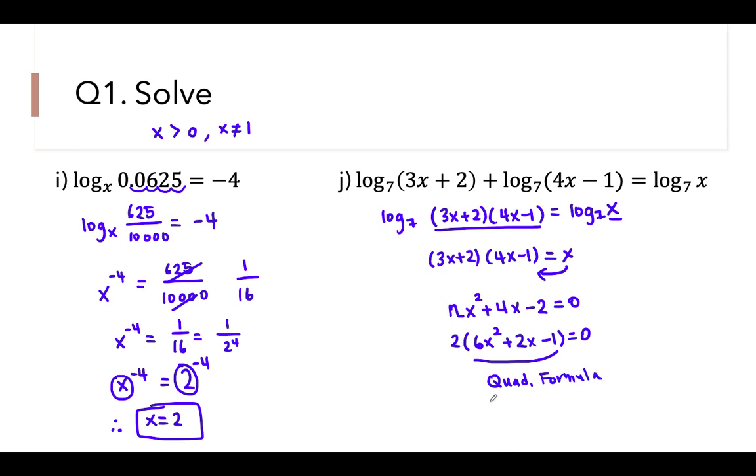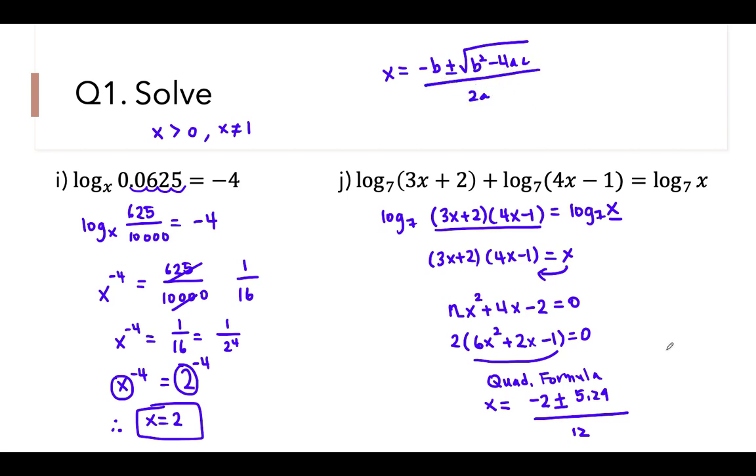And using the quadratic formula, x is equal to negative 2 plus or minus the square root of 5.29 over 12. Now just a reminder, the quadratic formula: x is equal to negative b plus or minus the square root of b squared minus 4ac, over 2a. You use this if you have a standard form quadratic that is not factorable.